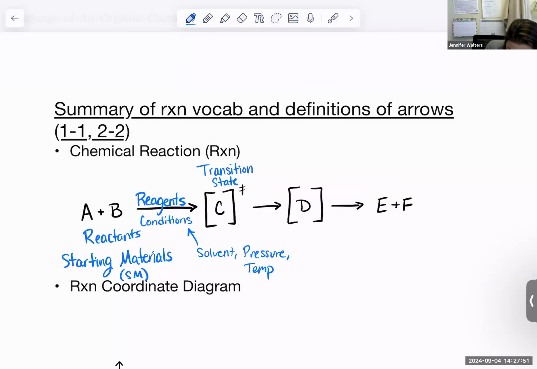Which is sometimes abbreviated TS. This is where you have partial bonds being made and partial bonds being broken. So you have dotted lines, and it is not isolable. You cannot get a transition state in a bottle. It's not possible. However, our intermediate D can be bottled. So an intermediate is isolable, and it is going to be the product of a step.